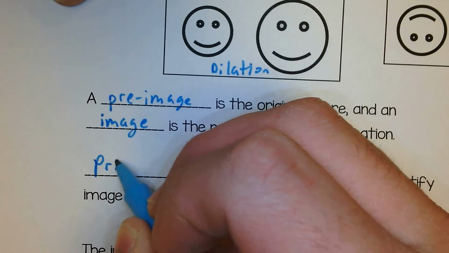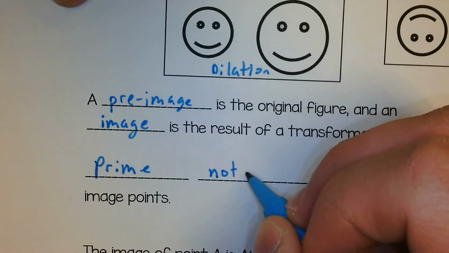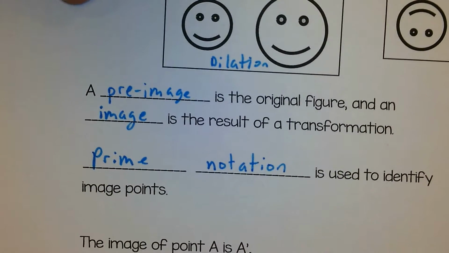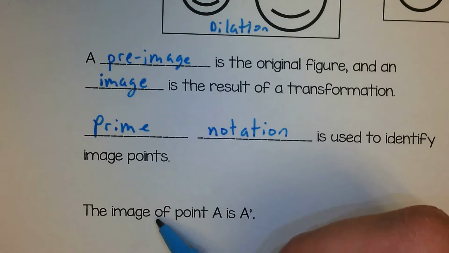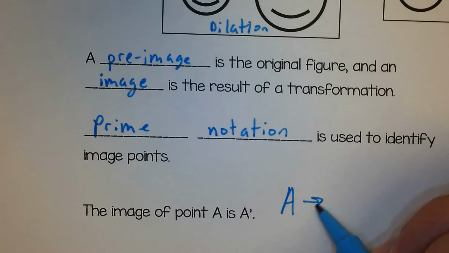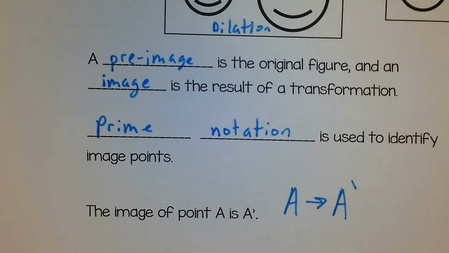Prime notation is what we use to identify the image points. So for example, the image of point A is A prime. And so the only difference between those is that A prime has the apostrophe at the top of it. So we would go from A to A prime, B to B prime, so on and so forth.